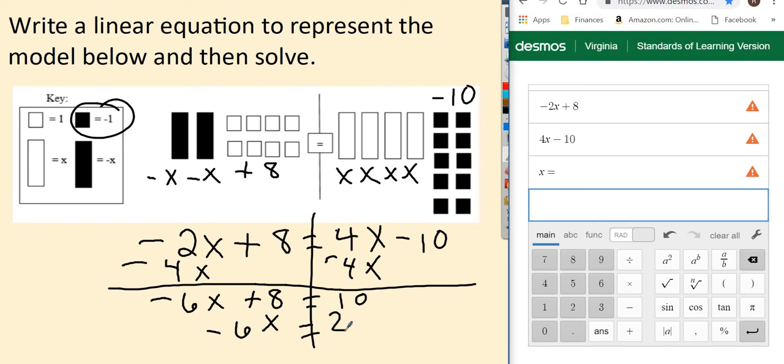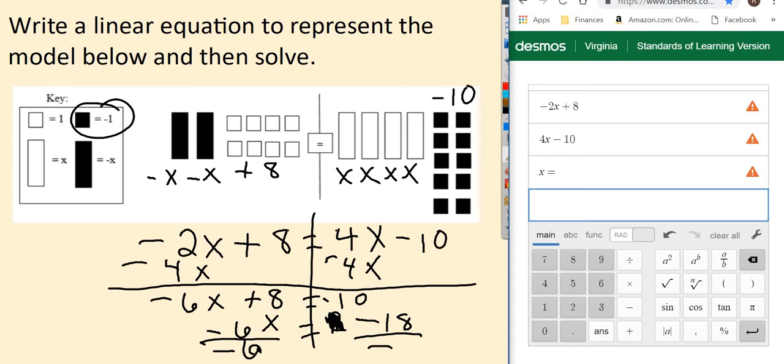And then, let me make sure I've done all that correctly. Oh, I'm sorry, that was a -10, and subtracting an 8 actually gives me -18. So let me fix this. That's a -18. I apologize for not writing everything down. I'm just trying to save some room here.